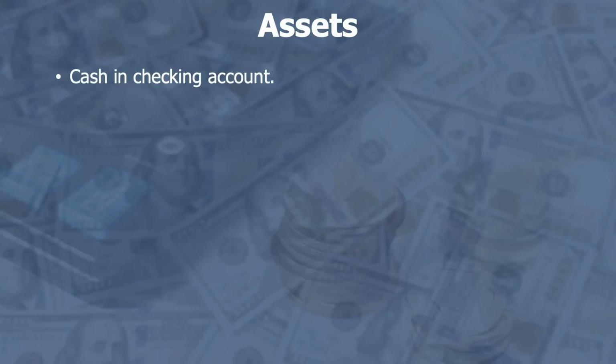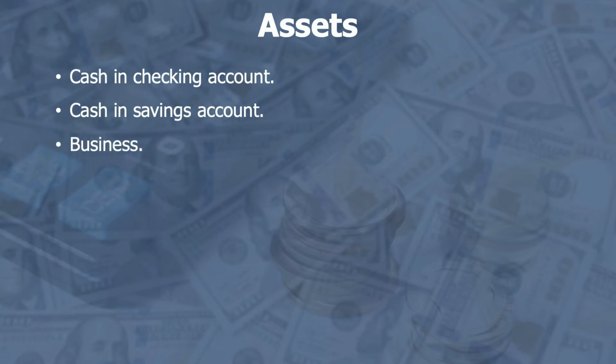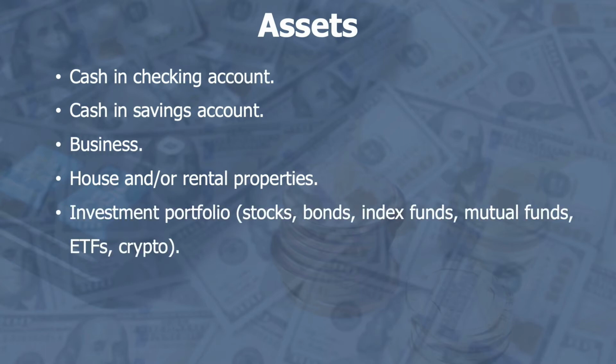First we'll look at some examples of assets. Cash in your checking account. You may also have cash in a savings account, and this might be an emergency fund or something like that. Your business would be an asset, your home, or you might also have rental properties. You might have an investment portfolio, and this could be made up of things like stocks, bonds, index funds, mutual funds, ETFs, perhaps even crypto if you're into that as well.